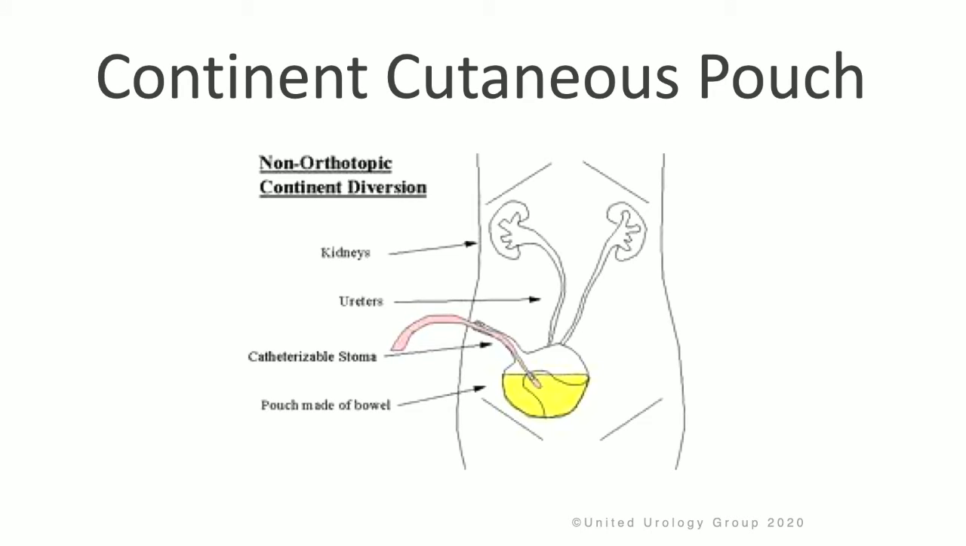Non-orthotopic continent diversion is displayed here. This shows the pouch made of bowel with a catheterizable stoma that's attached to the skin.